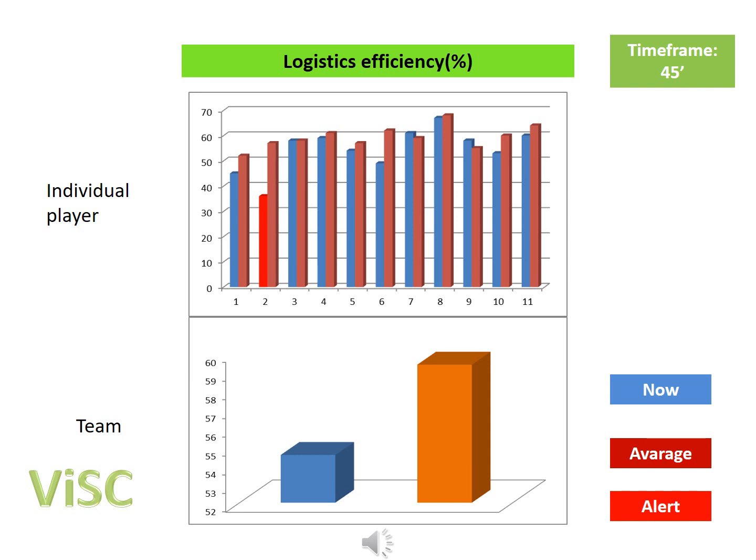In this one, you can see the logistic efficiency for each player of the team, and we can also have a total value for the overall team compared with the average value. What is important is that we can supply information to the coach about alerting that some player is well below its normal standard.